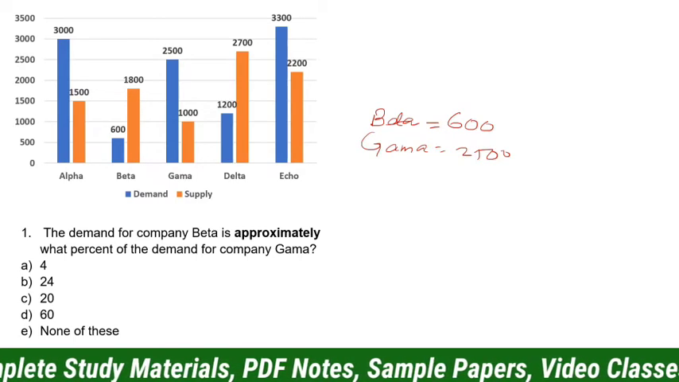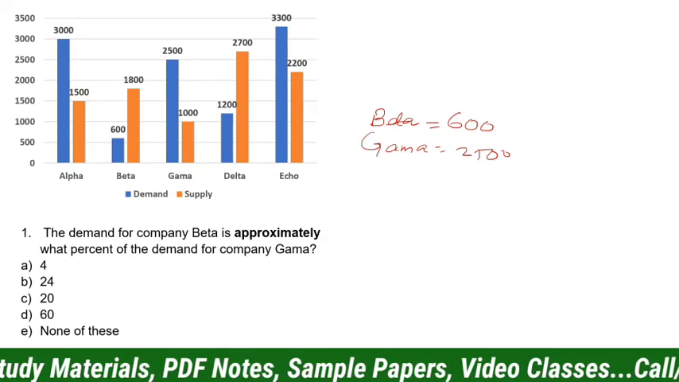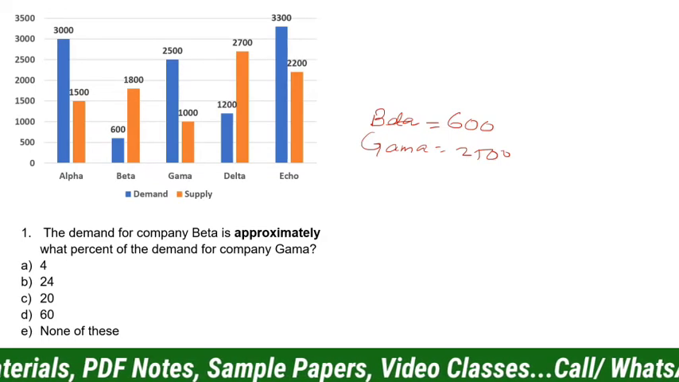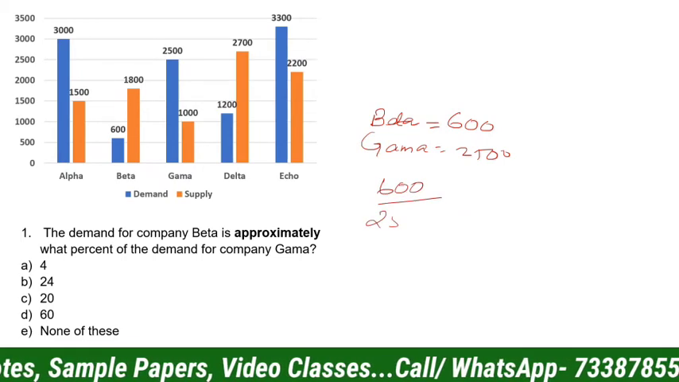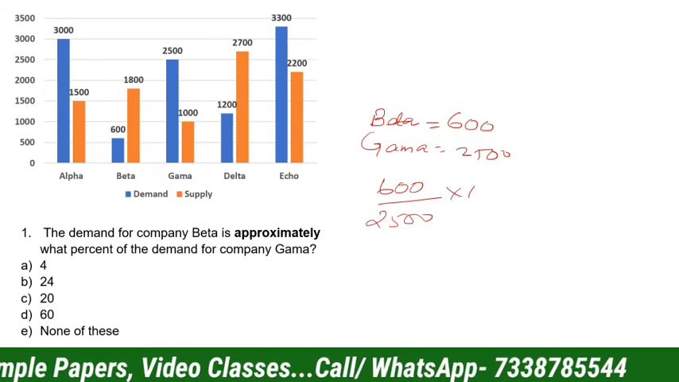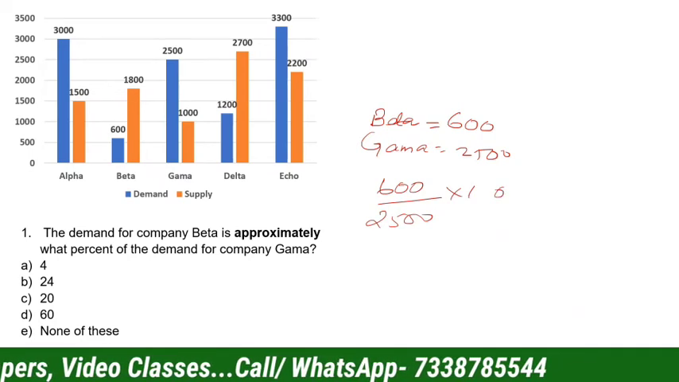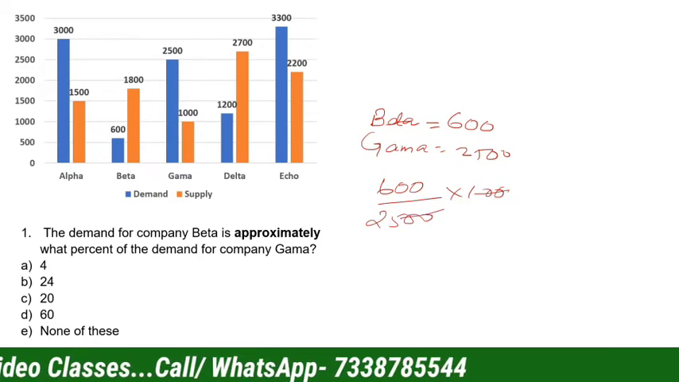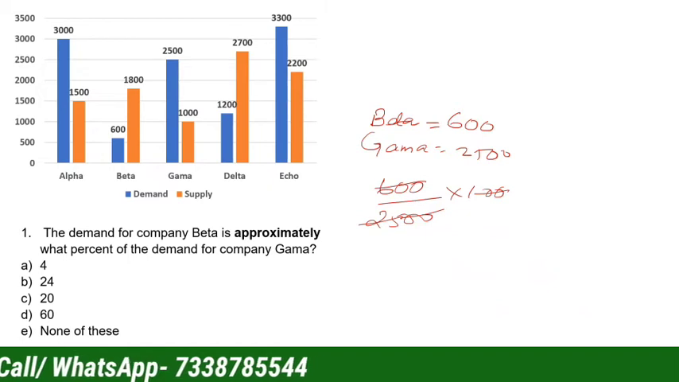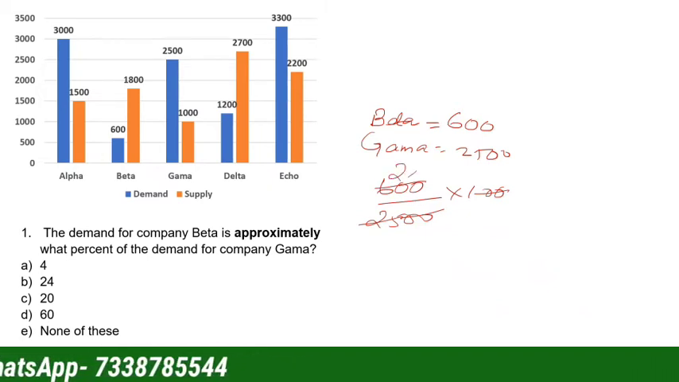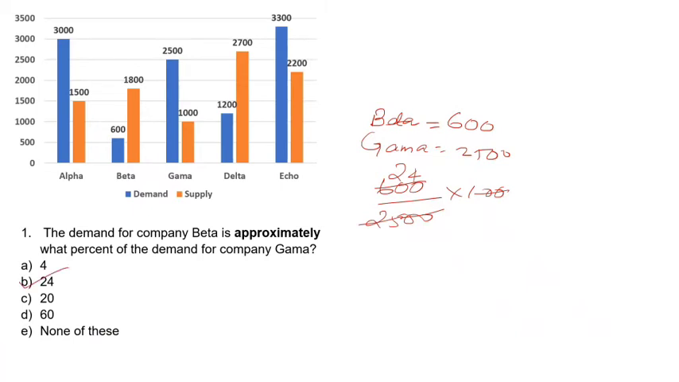So 600 is approximately what percentage of 2500? So we can say 600 upon 2500 into 100. You can cut this, 25 you can cut. In 100 it is 4 times. So in 600 it is 24 times. So the answer is 24%. 24% is the correct answer. Kindly note it. Then we will go to the next question.